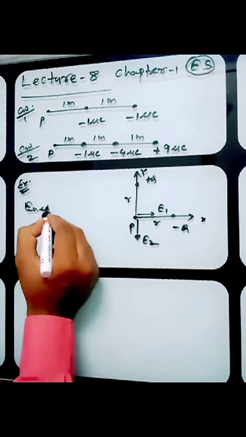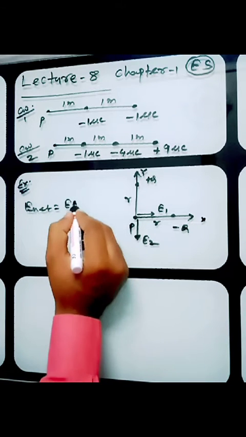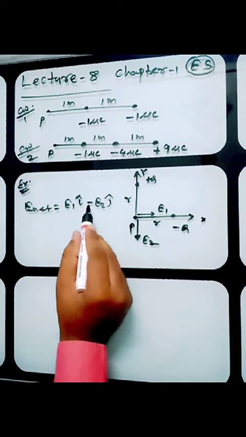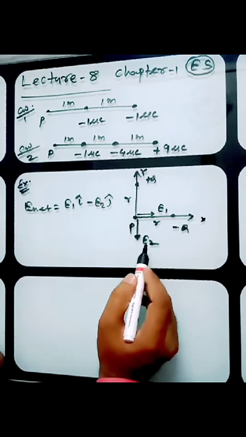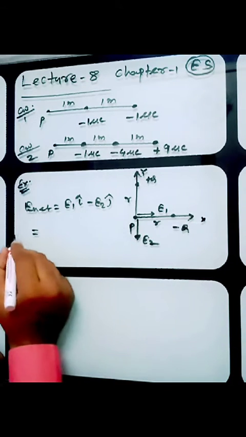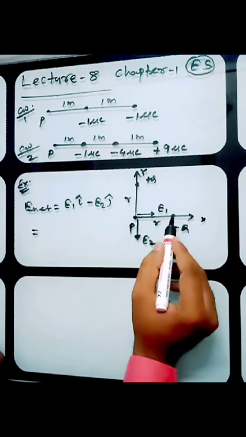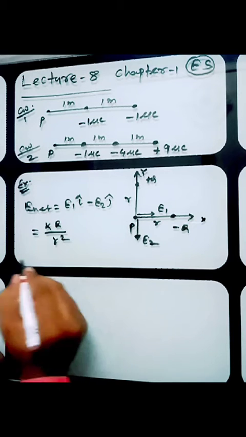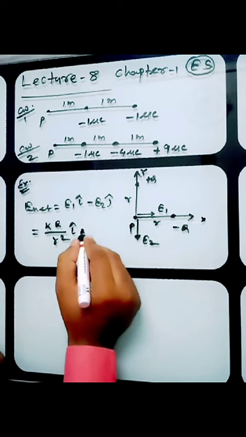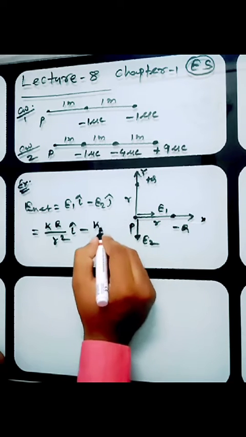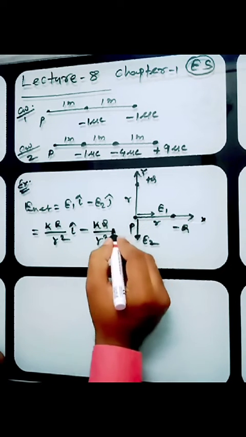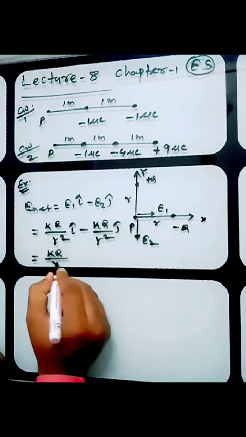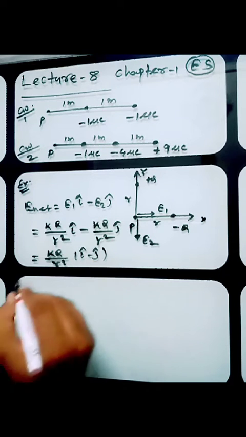Now E net you can write here as E1 i cap minus E2 j cap. Here we are using the minus sign because this electric field is in the downward direction. Now you can solve here. E1 is the electric field due to this charge. It is kq divided by r square, direction i cap, minus the second kq by r square in the direction j cap. This is the minus. Now kq by r square (i minus j).